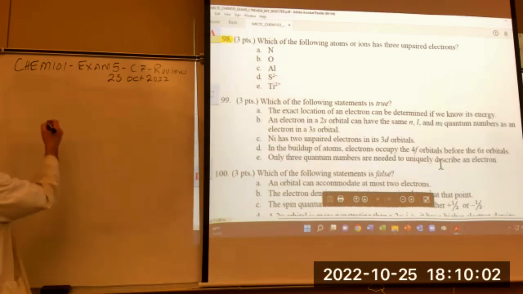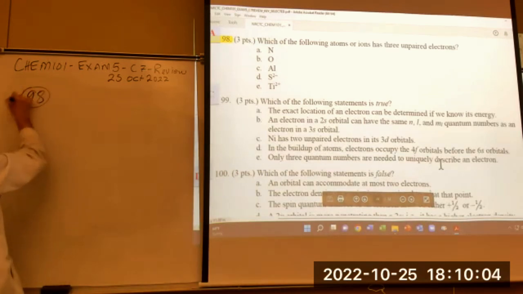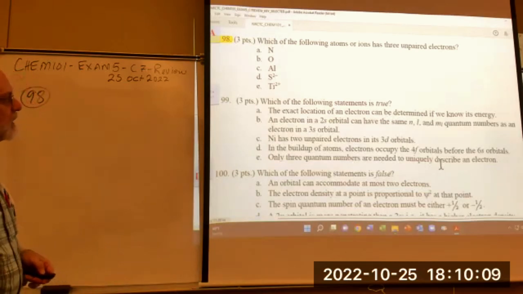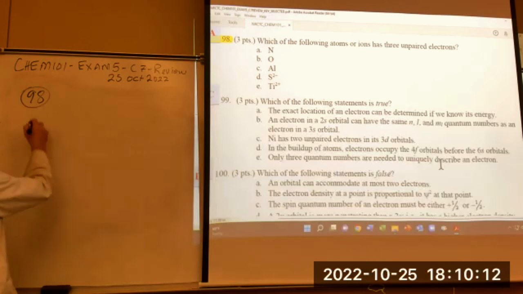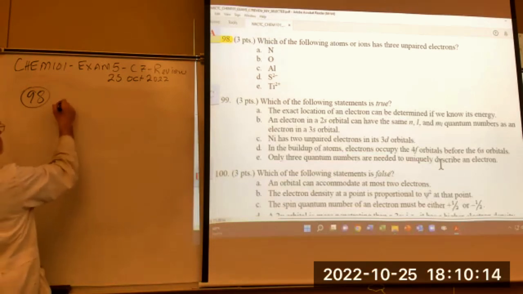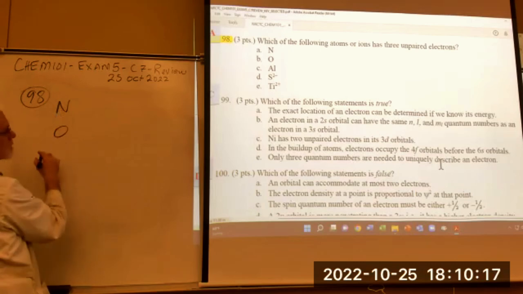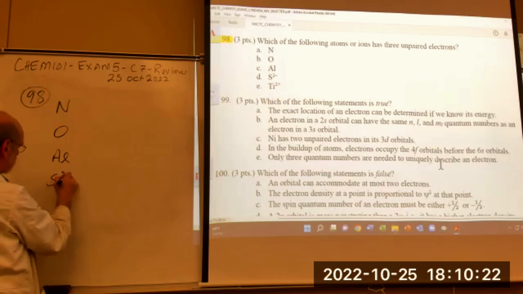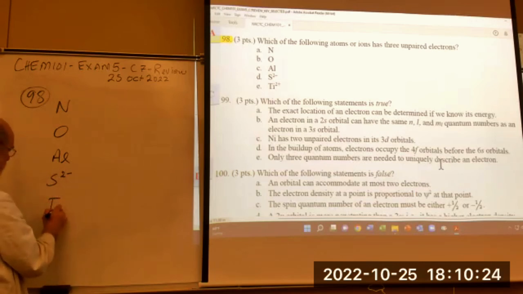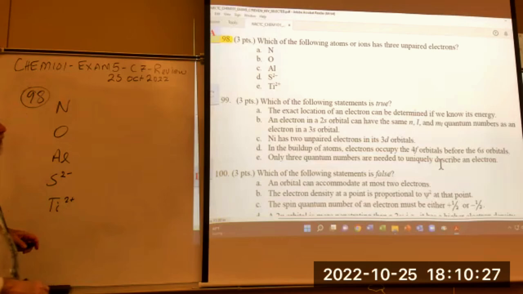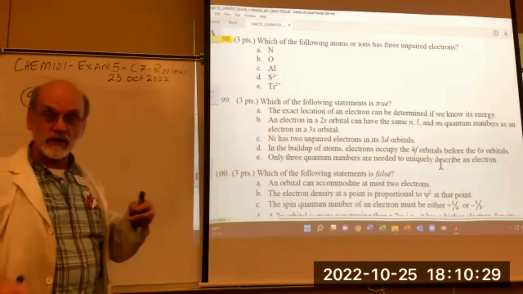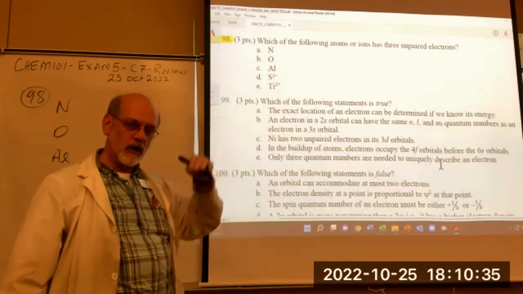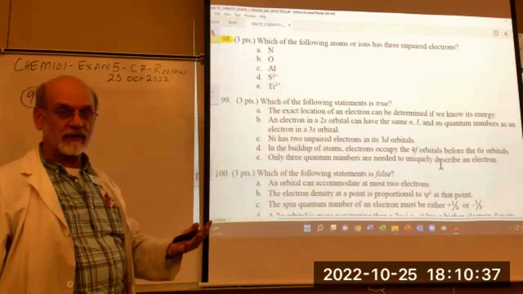All right, 98. We ought to be getting close to the end. Which of the following atoms or ions has three unpaired electrons? Right. So we have nitrogen, oxygen, aluminum, sulfur 2-, and titanium 2+. Three unpaired electrons. Okay, notice that we've got unique selections for all five. So if we start at the top, work our way down, and find the right answer, we can stop.